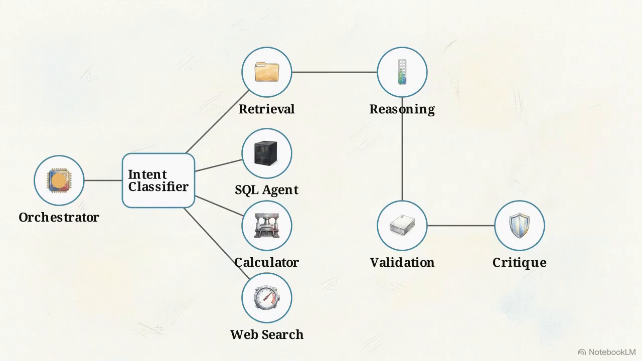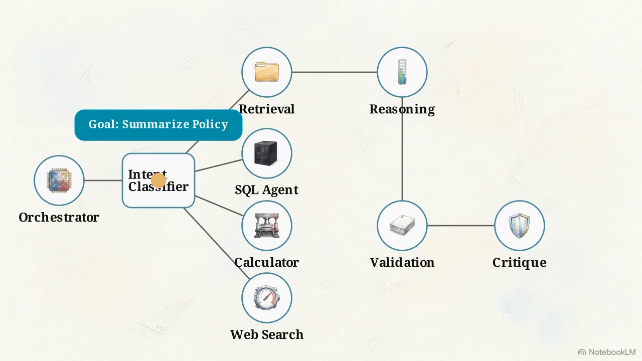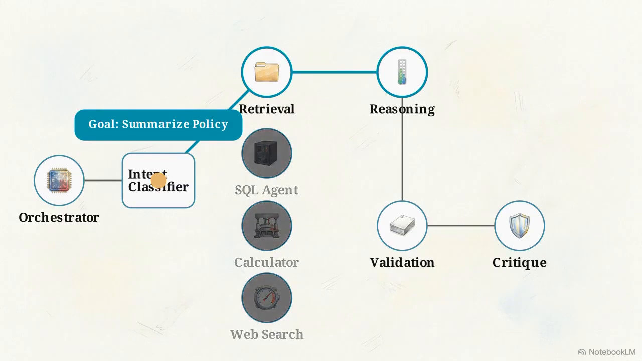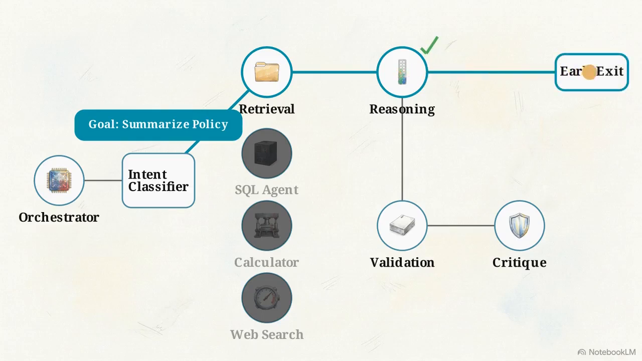We do this by setting up an intent classifier as a lightweight gateway step to determine the user's specific goal before anything else happens. For example, if a user wants to summarize a policy document, the classifier lights up an active path to a retrieval agent and a reasoning agent. Tools like the SQL agent, calculator, or web search dim out and disconnect. They are unnecessary overhead. We also implement an early exit. If the reasoning agent achieves a high-confidence answer early in the chain, the orchestrator halts the workflow immediately, completely bypassing any downstream validation or critique notes.